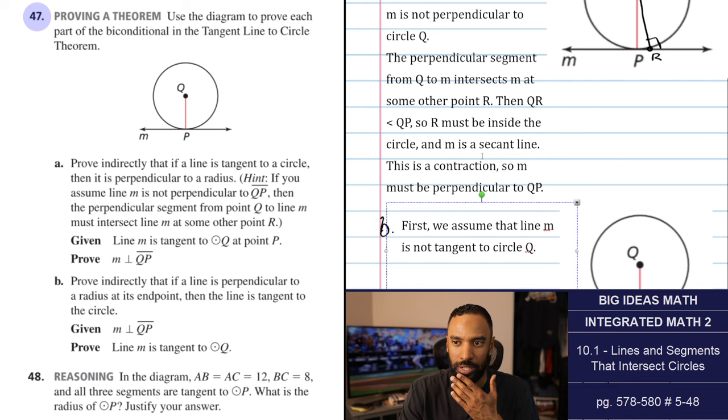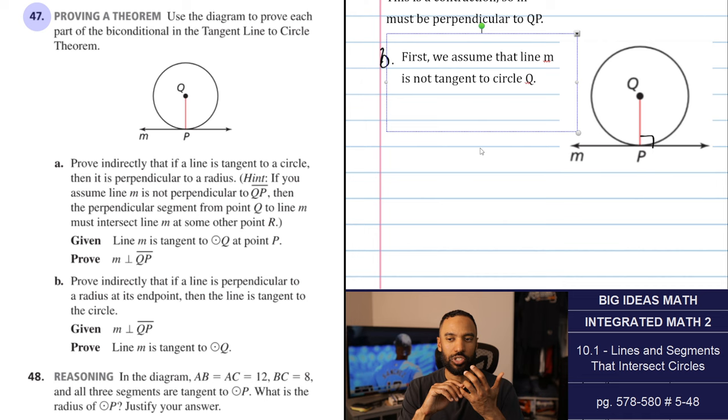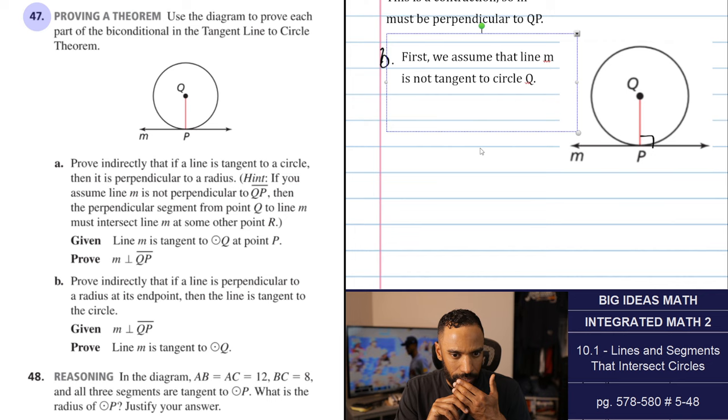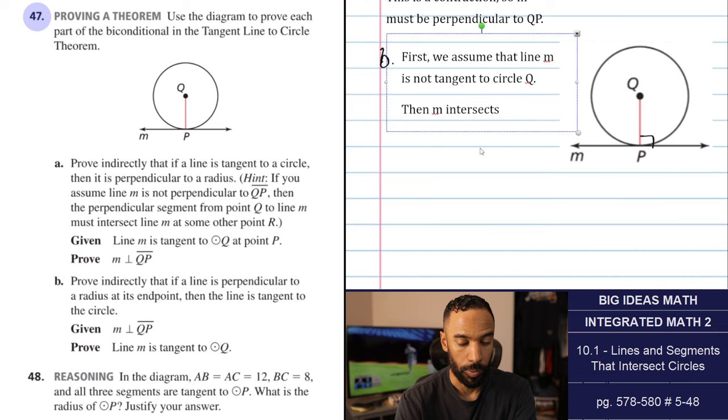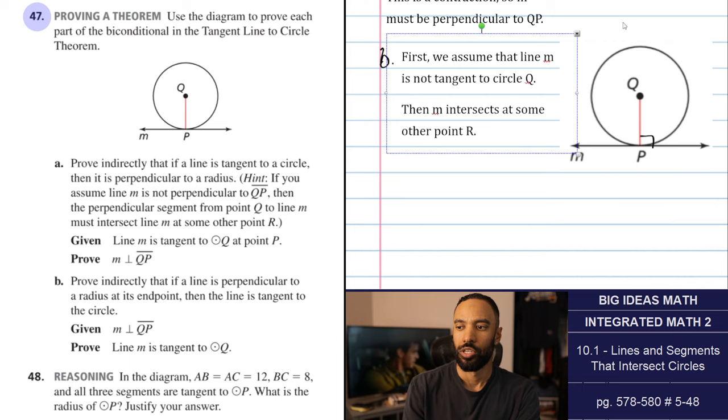So can we do another point R here? If we assume M is not tangent to circle Q, then that must mean that M must intersect at some other point, right? It can't just intersect at one point. Then M also intersects at some other point, at point R. So, you know, again, this doesn't work, right?